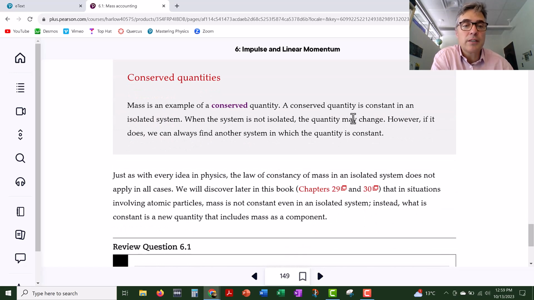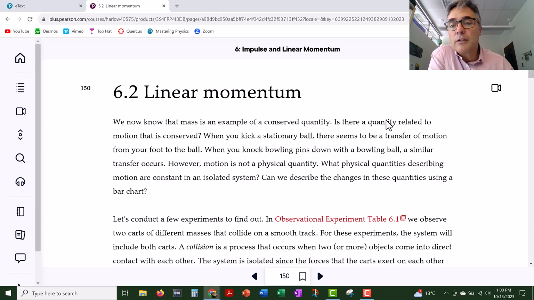A conserved quantity is constant in an isolated system. Constant means not changing over time. When the system is not isolated, the quantity may change. However, if it does, we can always find another system in which the quantity is constant, just make a bigger system. And section 6.2 is called linear momentum.